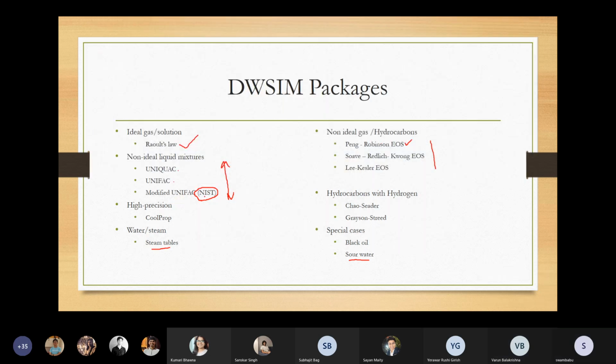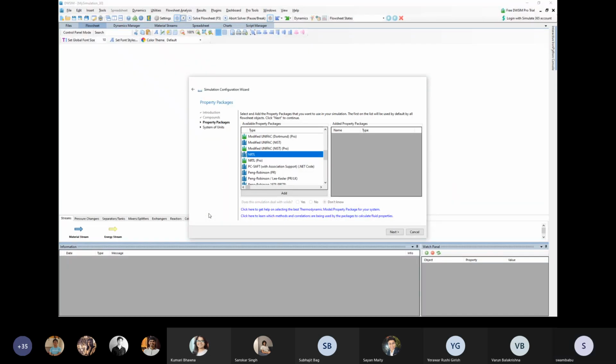So, you can select NIST. As I said, we can select UNIFAC, NIST. NIST is the more preferred one of the three. Select NIST, modified UNIFAC, and I also want to compare with ideal how it looks like. So I also select Raoult's law for this.